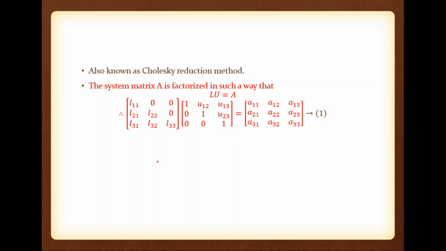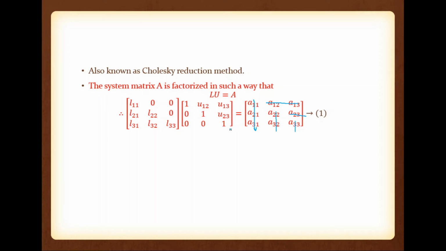I told you that first we find the first column of L and then the first row of U. In order to do that, first we find these elements, A11 A21 A31, this is the first step. Then we find these horizontal elements A12 A13. Then the second column of A, then the third row of A, then the second row of A, then the third column of A. Like that it will proceed.